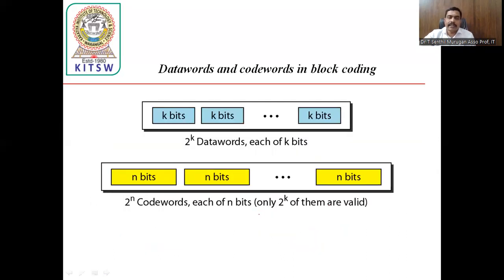In this diagrammatic representation, initially the message is there. The message will be split into k bits, which are considered the data words. After adding extra bits, k plus r redundancy bits, we get n bits. That is why the size increases here, because of the extra bits added. These n blocks are considered the code words.